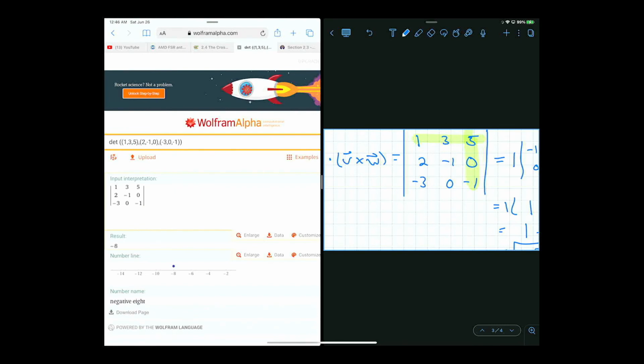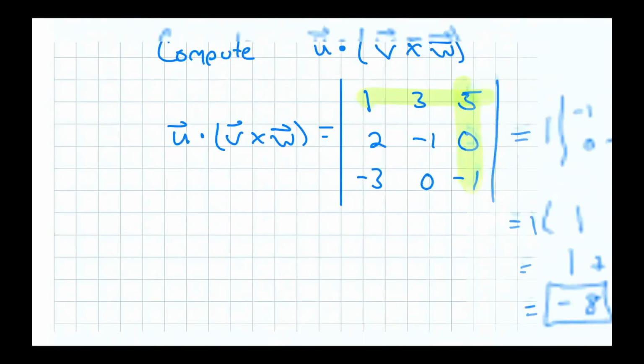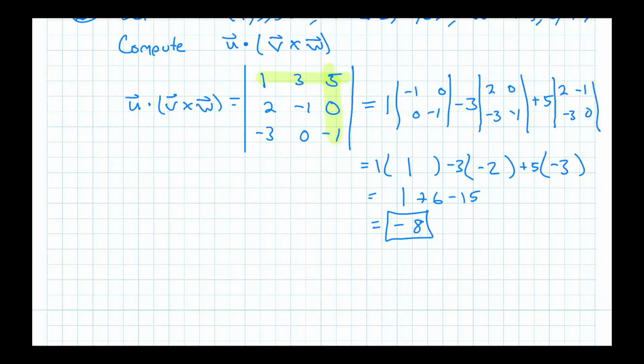So that is how to calculate a triple scalar product with a 3 by 3 determinant. Not that much work. A lot of graphing calculators can do determinants of matrices, but by the time you type in your matrix, you probably could have solved it by hand. So yeah, that's about it. We did a triple scalar product. I don't want to do another triple scalar product.